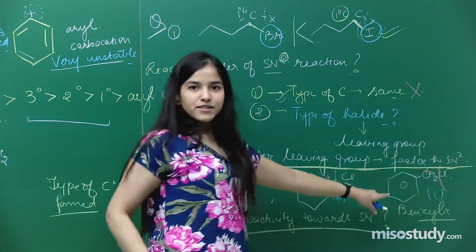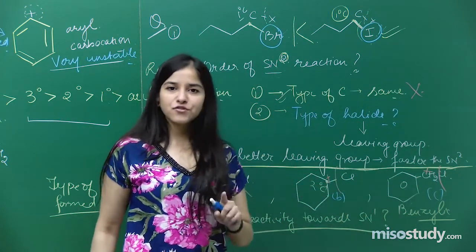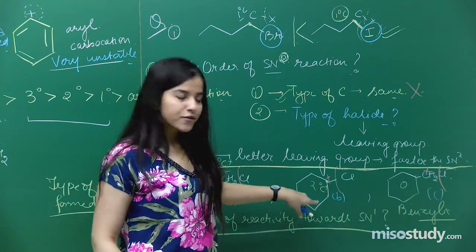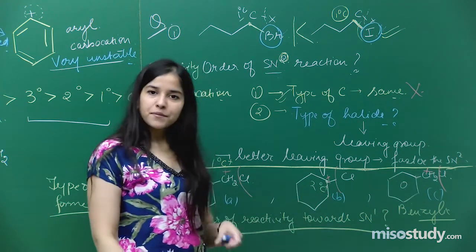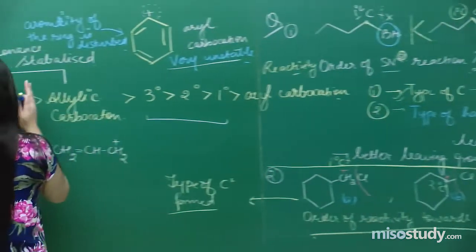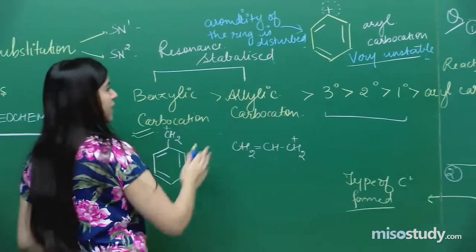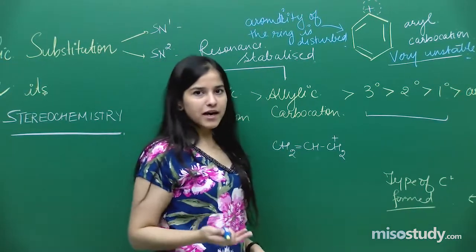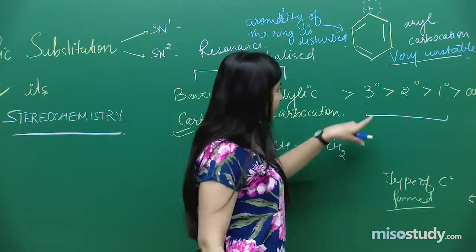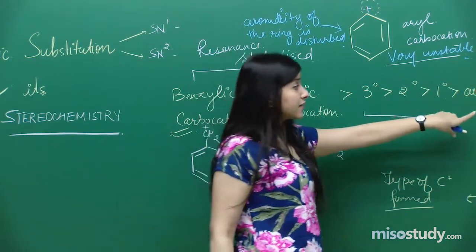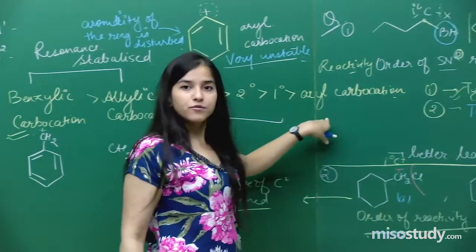So this is resonance stabilized. This will have the highest reactivity, and then there will be secondary, fine, and then primary. That is how we have written the order. That is the benzylic, the resonance stabilized comes first, followed by allylic. We are not concerned with allylic because it's not given in the question. Tertiary, secondary, primary. So that is how it's going, and there is no such aryl carbocation over here.